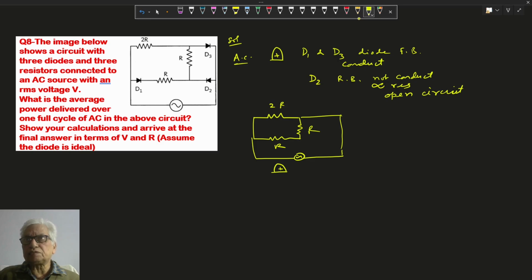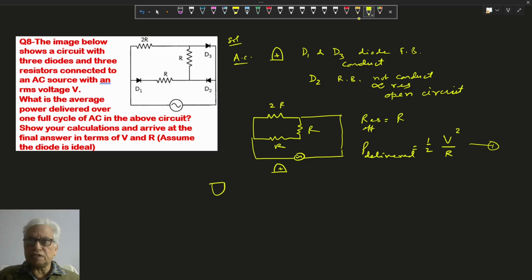So this is the total resistance, R and 2R in parallel. So the total resistance is the effective resistance for the power delivered. In this case the power is 1 by 2 of V square by R.